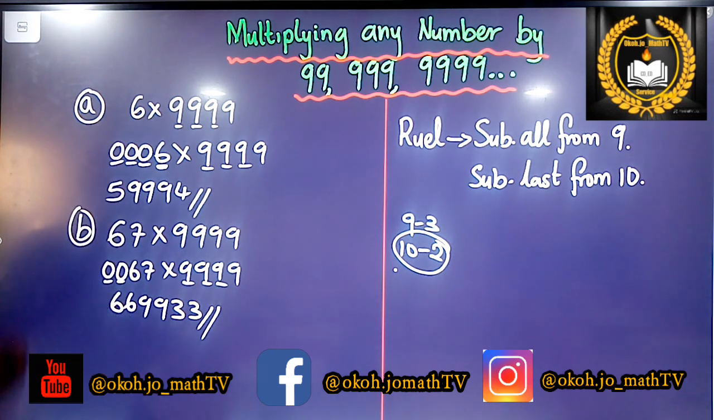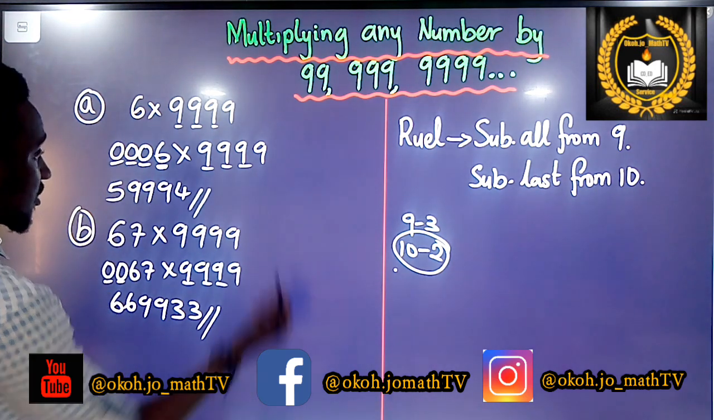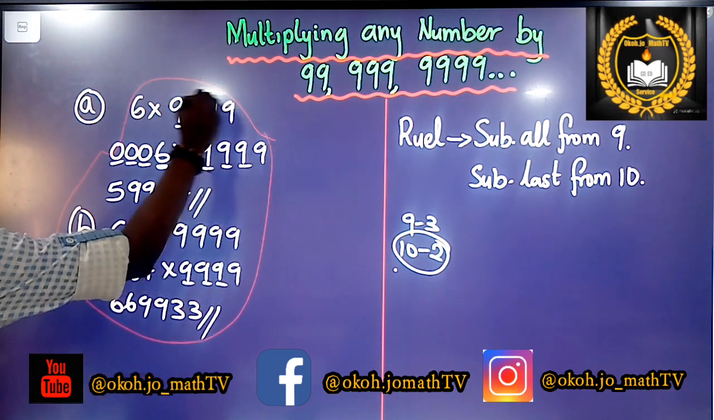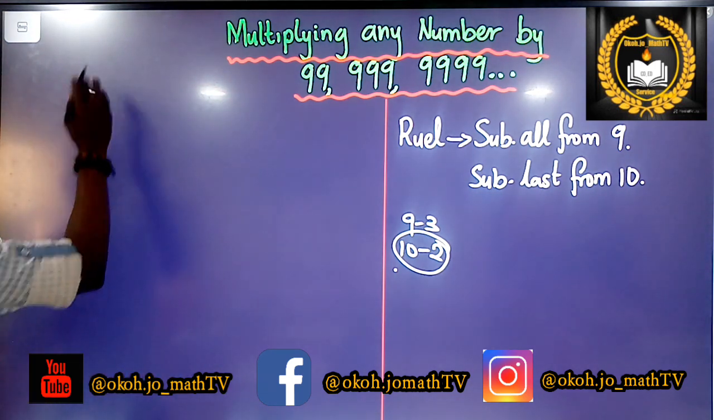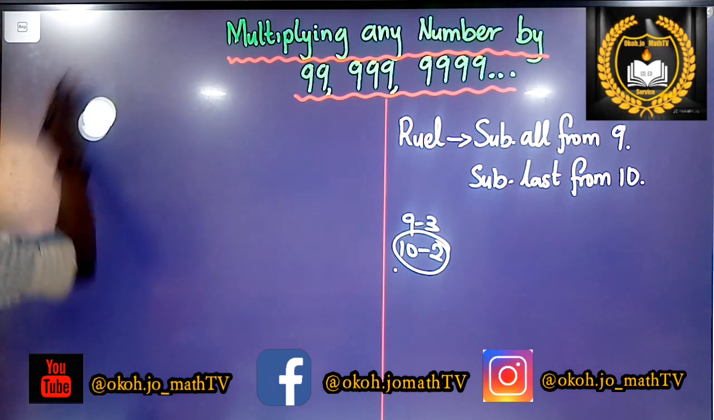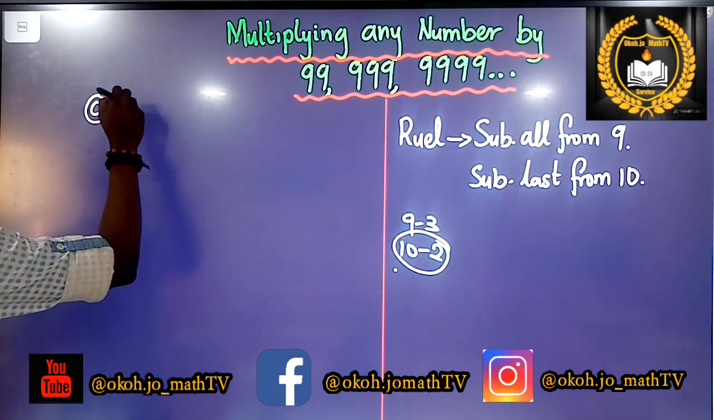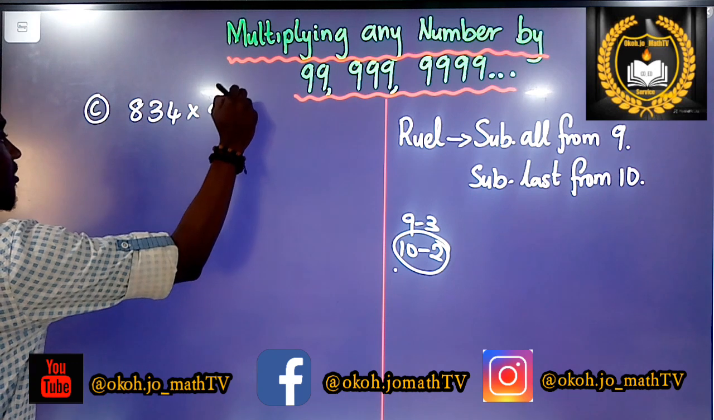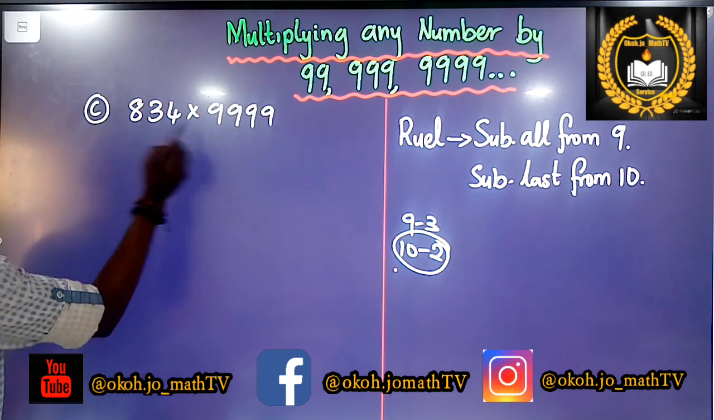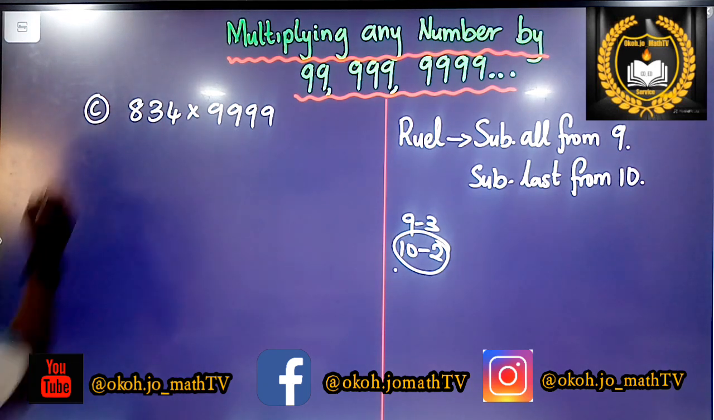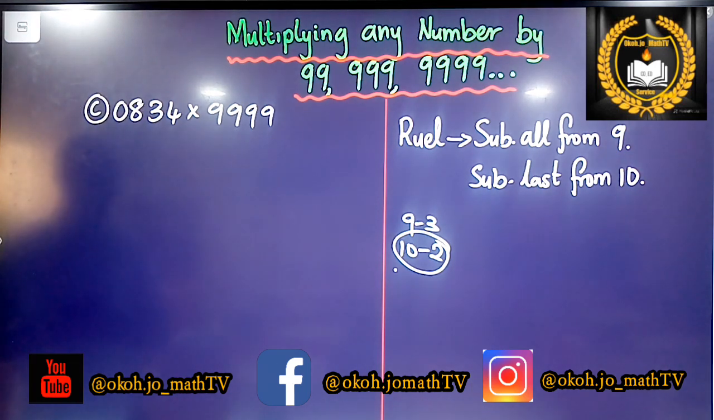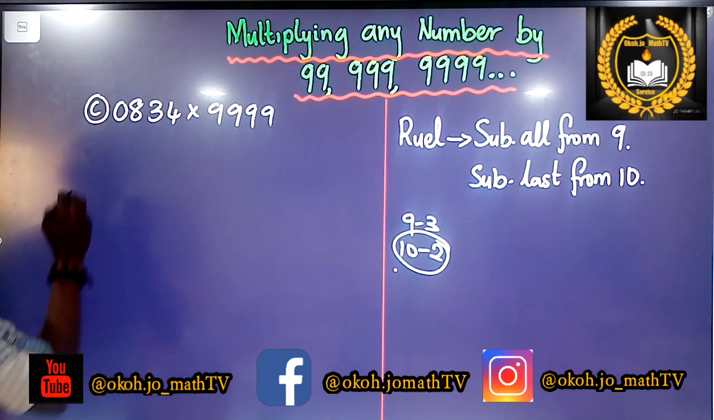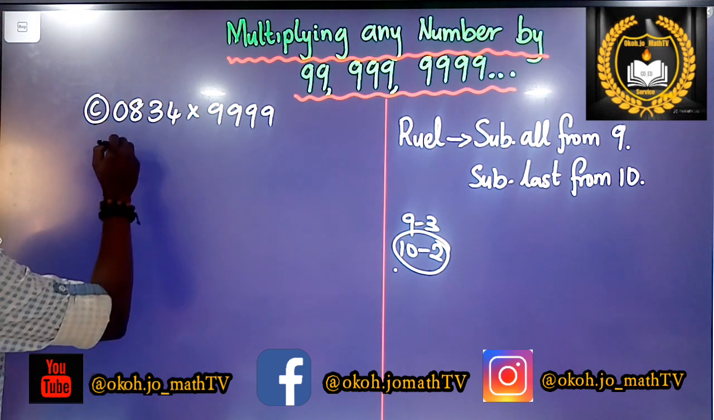Let's increase it to 3-digit number. We are progressing gradually. 3-digit number set against 9,999. So I think that was B. So this should be C. So let's say 834 times 9,999. This is 3-digit against 4-digit nines. So we should balance this up with a single 0. Is that okay? When you've done that, quickly take away just 1 from 834.